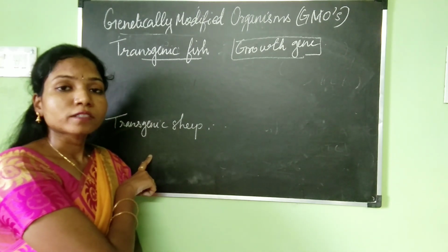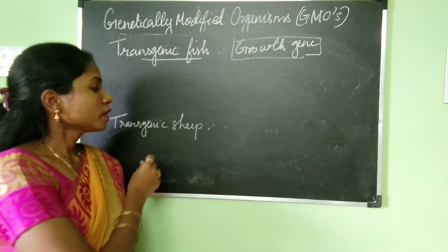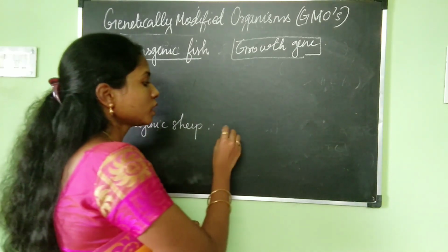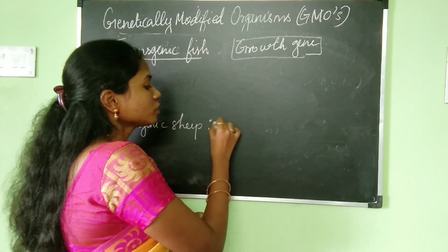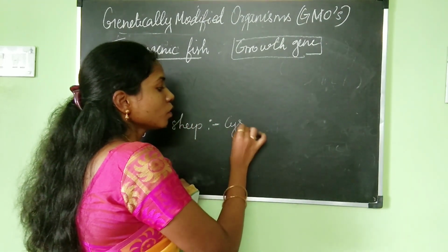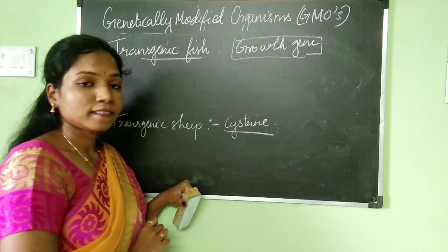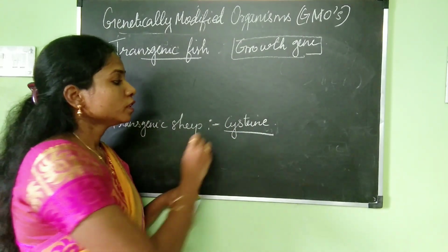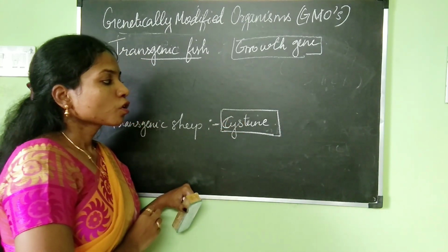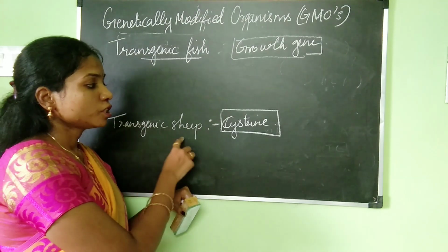Okay, and when we talk about the transgenic sheep, for what purpose are sheep used? Sheep are used as a source of wool. So we get wool only from the sheep. Okay, so transgenic sheep are created. Let's see how transgenic sheep are created. Transgenic sheep are created using genes which have the amino acid cysteine. Okay, so the genes which are responsible for coding for the amino acid cysteine are added into the transgenic sheep.